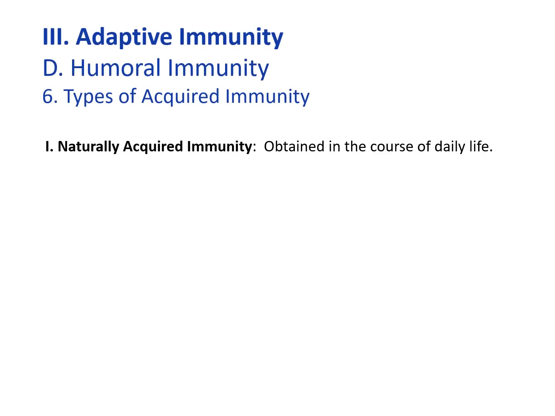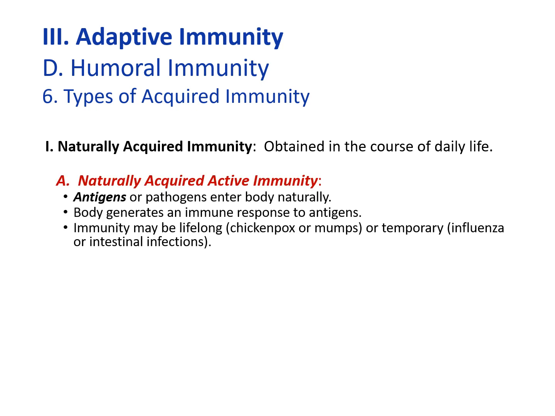Now, putting the two together, we now have naturally acquired immunity. This is obtained in the course of daily life. This is when antigens or pathogens affect the body naturally. So the body generates immune response to these antigens. So immunity may be lifelong, like when you have chicken pox or mumps, or it may be temporary.